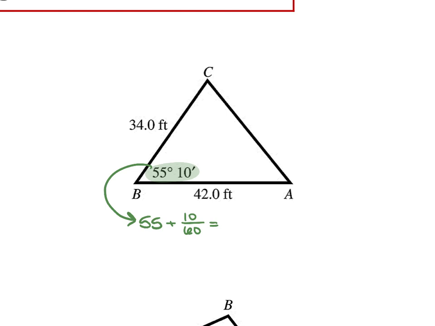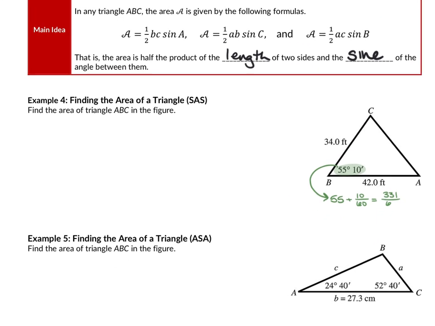So we should get that it's kind of ugly, 331 over 6. I know that there's a decimal approximation we could use. If it was a final answer, that would be fine. But because we want to use this number, we want to use the whole number. So we're going to leave it in fraction form instead of chopping it off by decimal approximation.